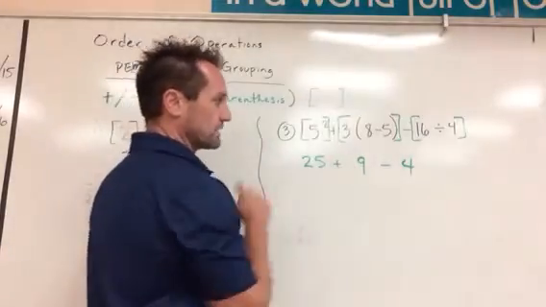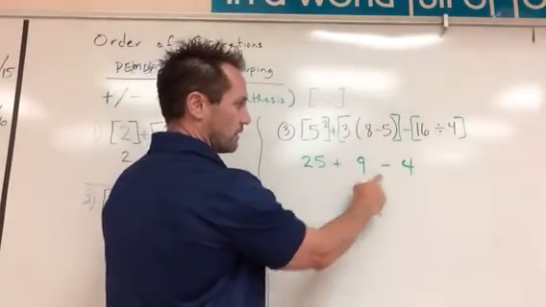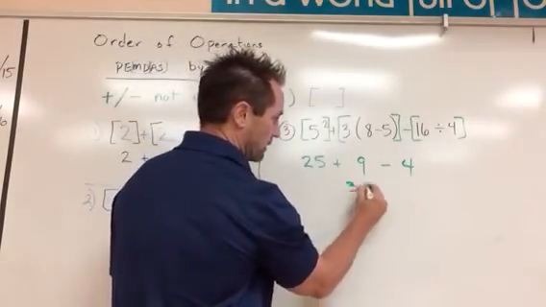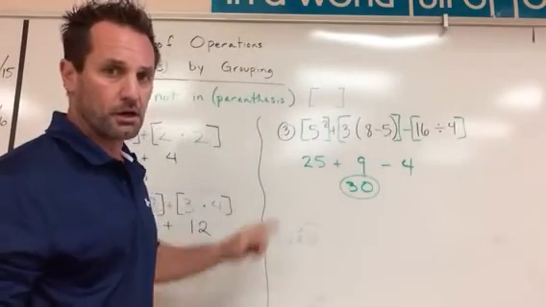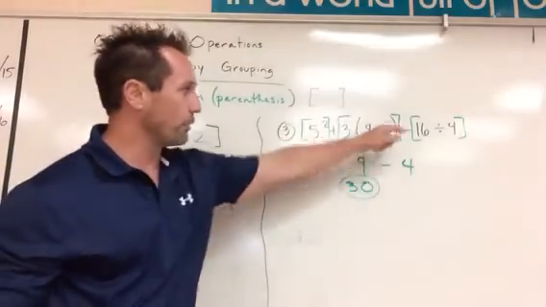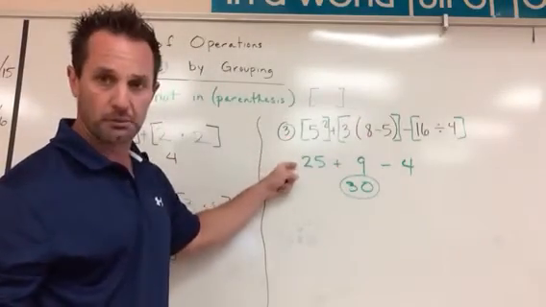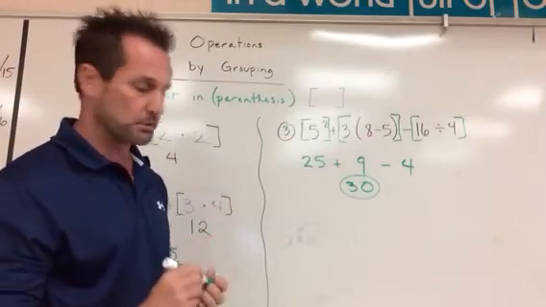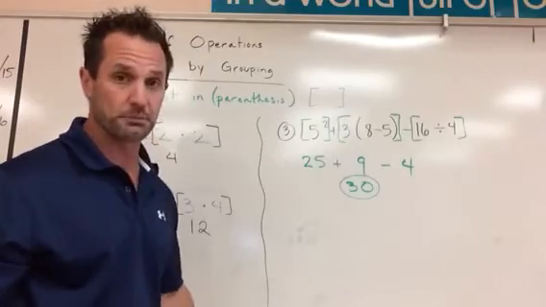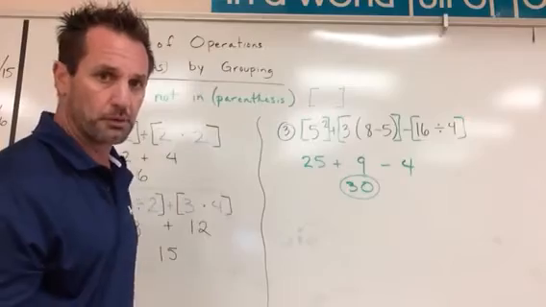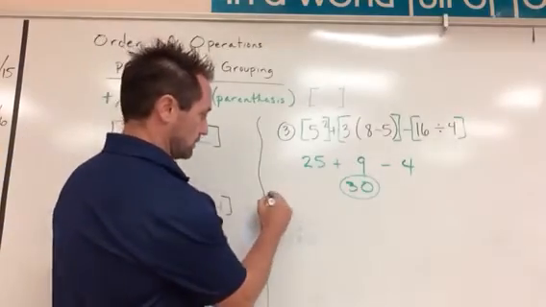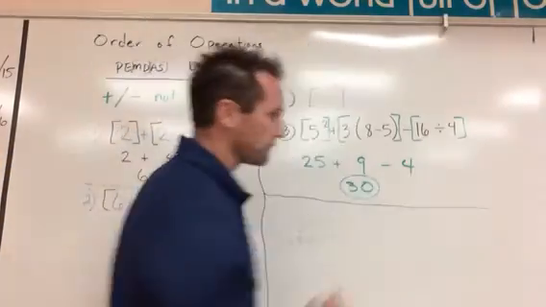And 25 plus 9 would be 34. 34 minus 4 would be 30. And our final answer here would be 30. I hope that you can see by the grouping that that's made this problem dramatically easier to solve, or simplify. And then we'll do one more problem just to show you how easy these can be.